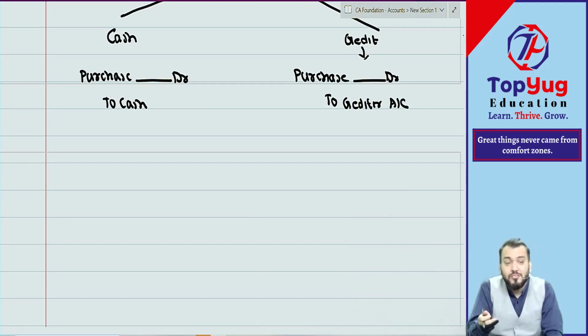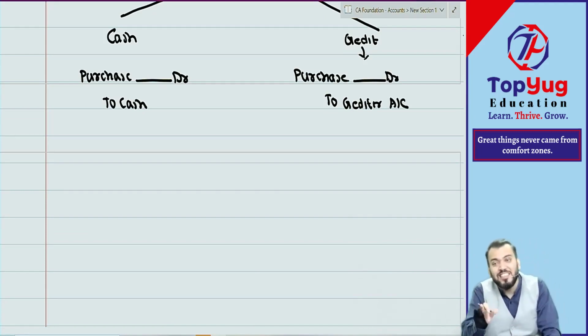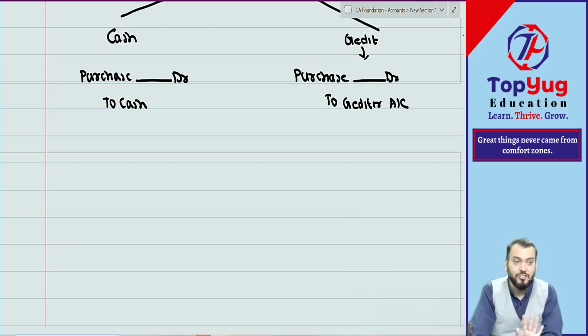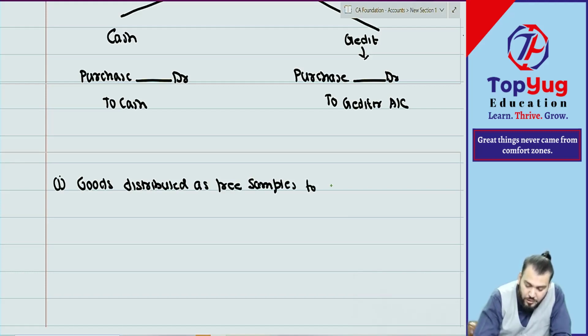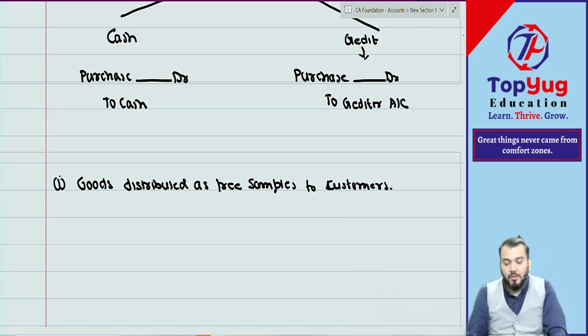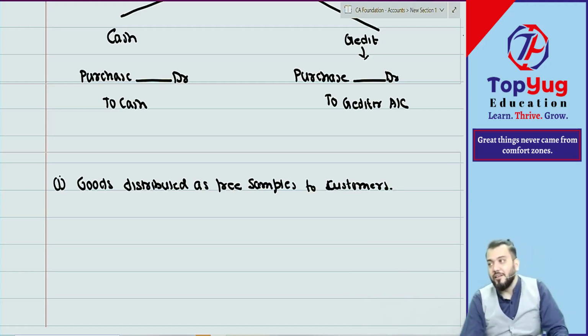Now whenever we use the goods purchased, the goods will increase or decrease? Decrease. So there will be a decrease in goods. Point number one: goods distributed as free samples to customers. Understood?